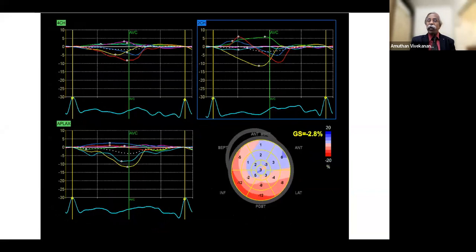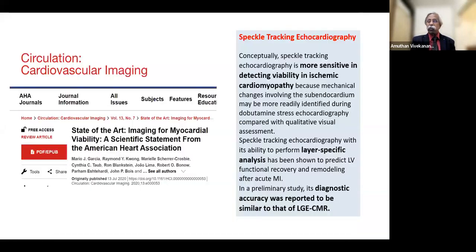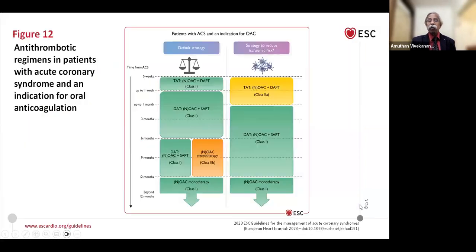On the table, the patient had no-reflow phenomenon. It was managed successfully. The patient is doing very well now. This is the ejection fraction. So conceptually, speckle tracking has this advantage. It is more sensitive in detecting viability in ischemic cardiomyopathy by this layer-specific analysis, and the diagnostic accuracy is similar to late gadolinium enhancement in CMR.